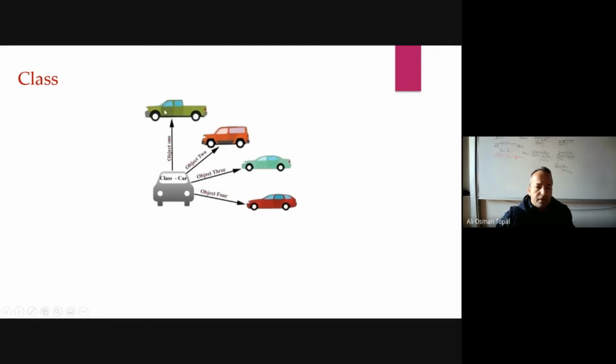Here, object 1, the color is different. It is bigger, it is a truck. The second one is orange. It has a different shape. Then you have a sport car. Then you have the sport wagon. But they are all using the same blueprint here. At the end, they are all cars.